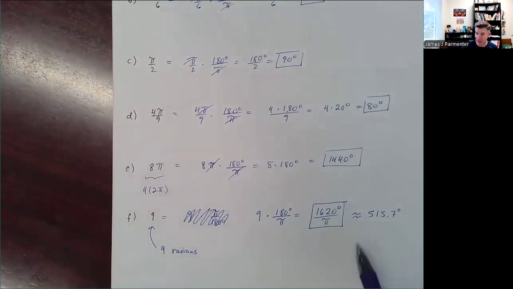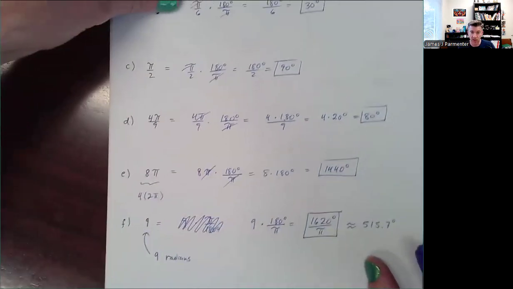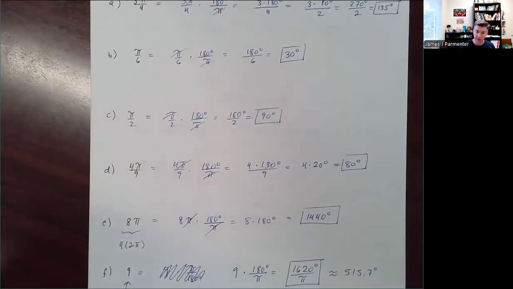It should be more than a full revolution because we saw that a little more than 6 radians was one full revolution. So 9 radians is like 1.5 revolutions, which is like 540 degrees. So yeah, that seems about right. So that's the whole idea of converting between radians and degrees.